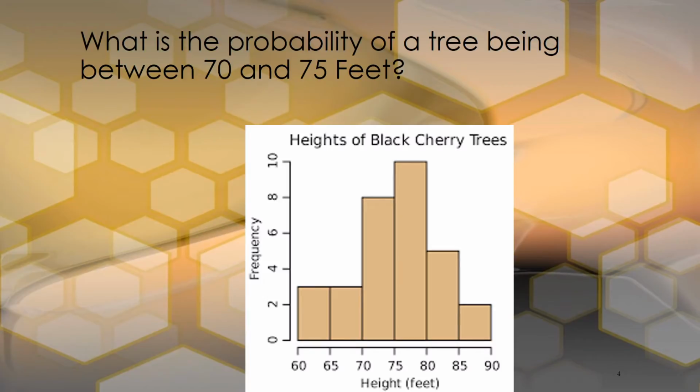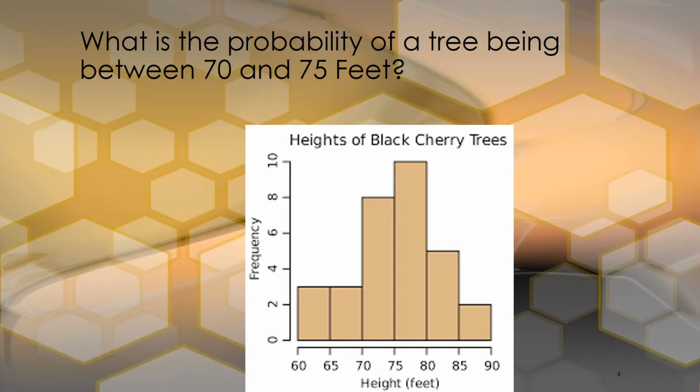So here we have a histogram. We have height, which is a scale variable, in feet. And these are the heights of black cherry trees. On the left-hand side, we have the frequency of the trees. So if you look from here to here, and if you look at this bar, we can see that 3 trees are in the height range between 60 and 65, for example.